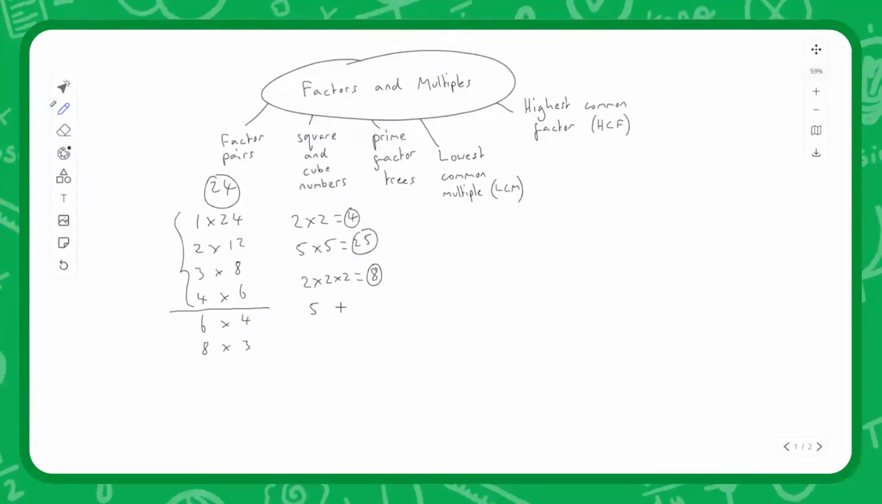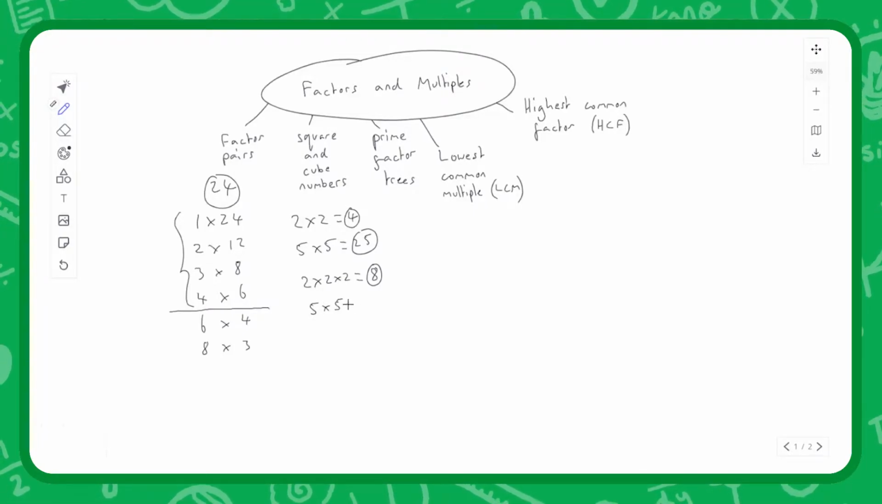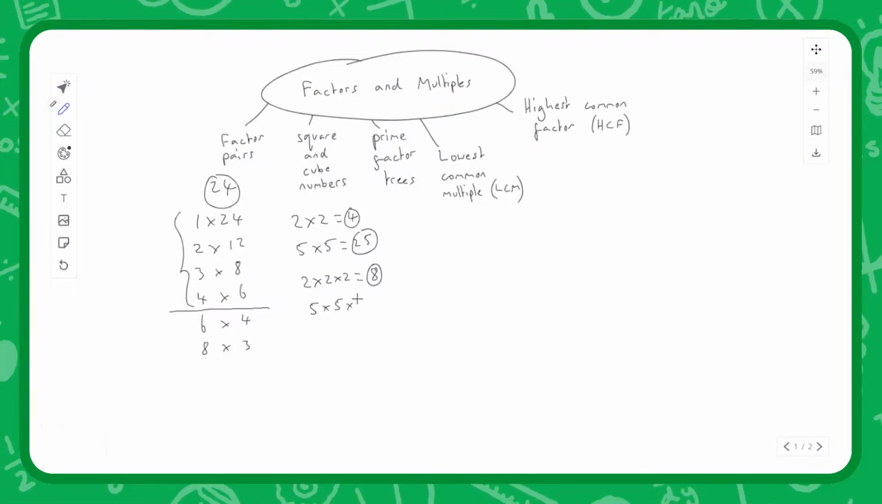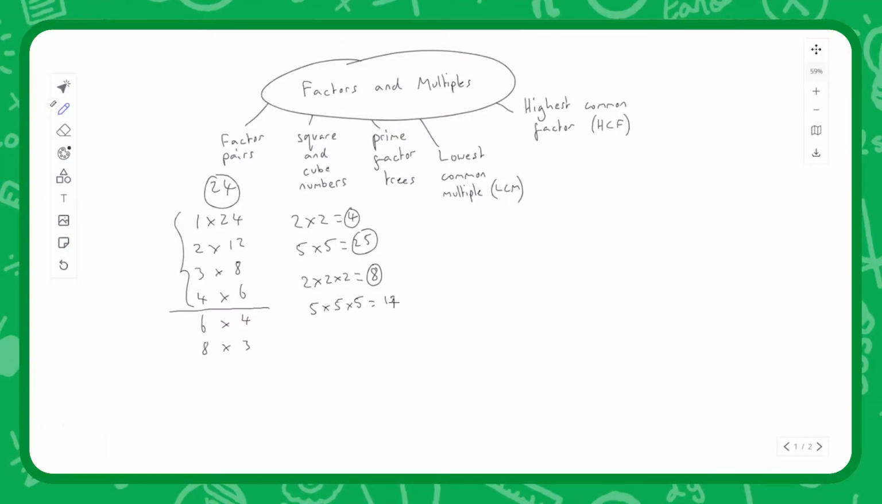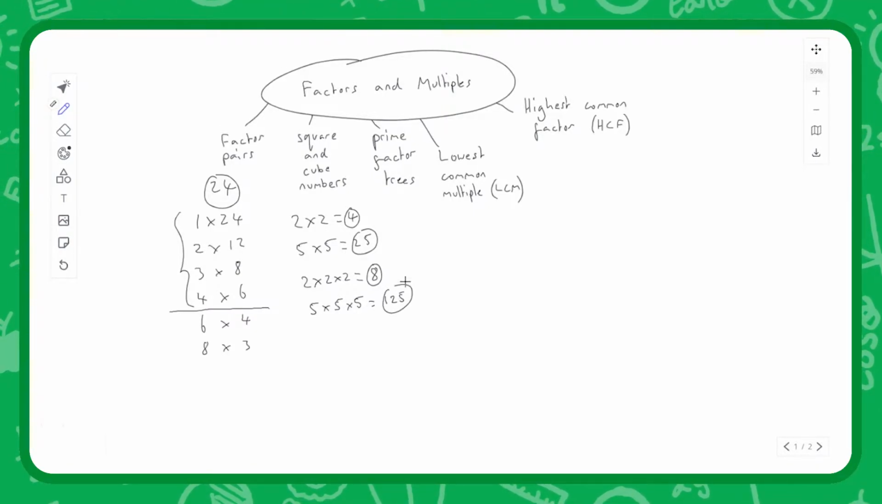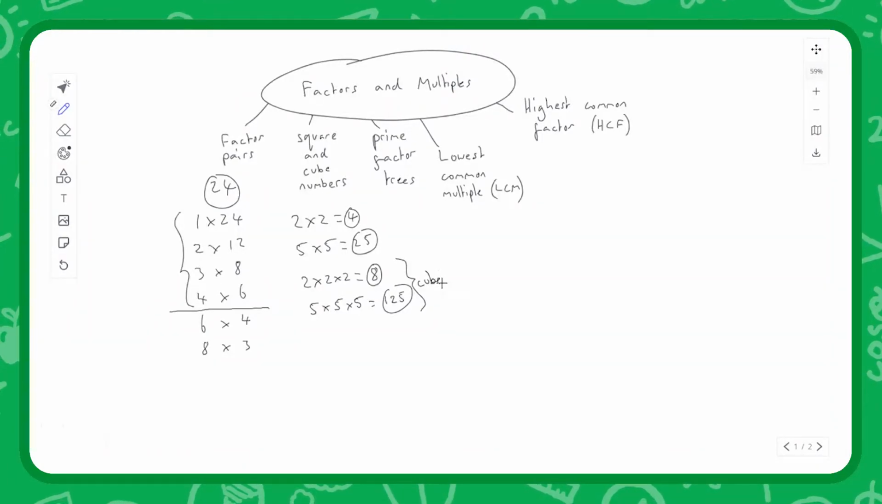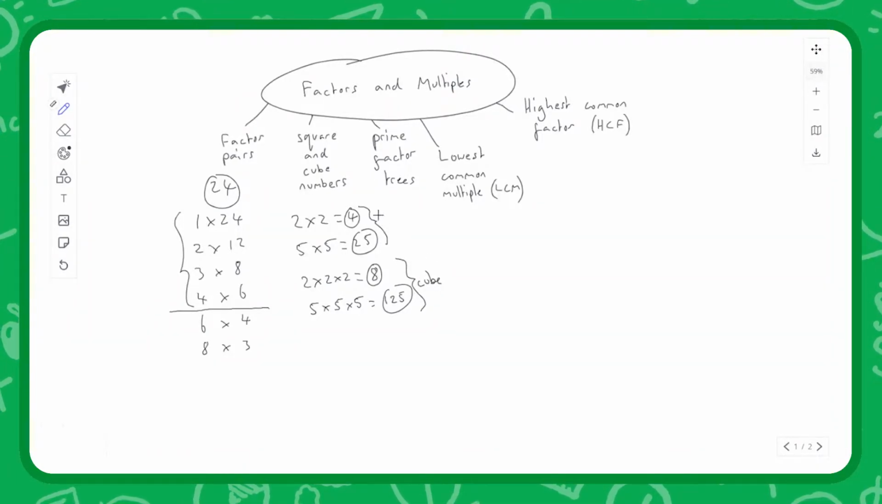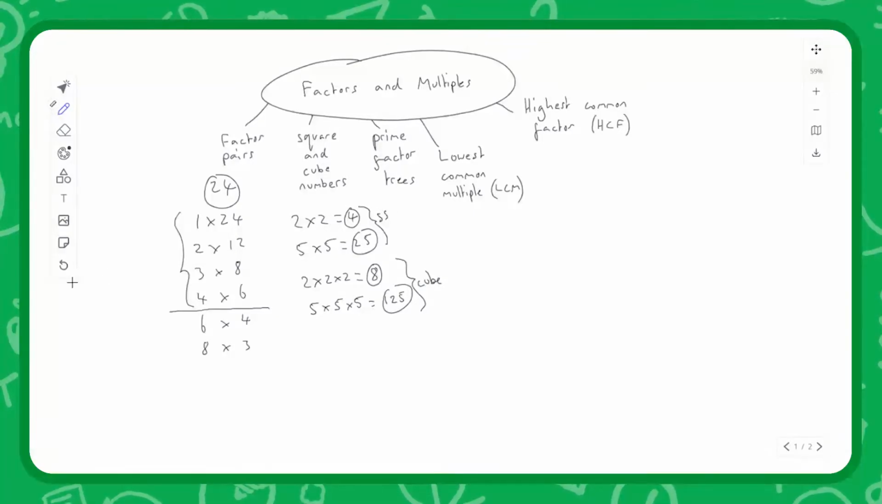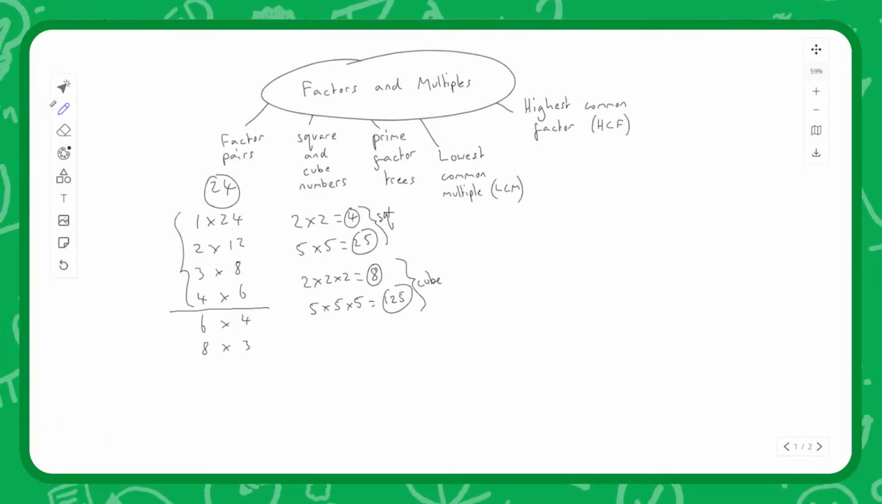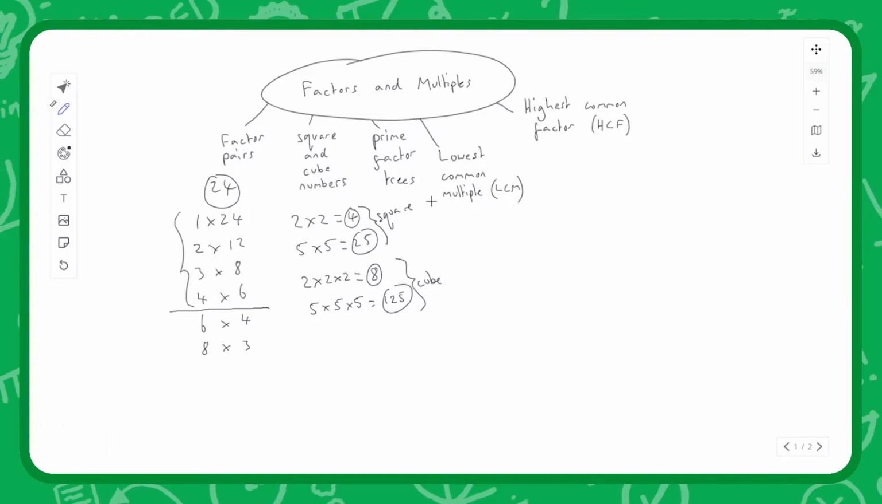And continuing on with this example, I could do 5 times 5 times 5, or 5 times 5 is 25, times 5 would give me 125. So these would be my cube numbers, and these would be my square numbers. Just examples of those two.